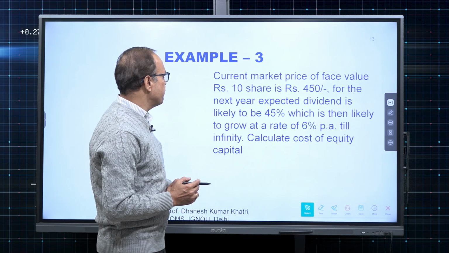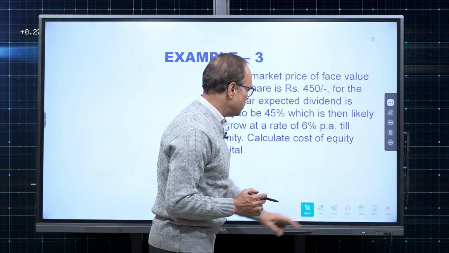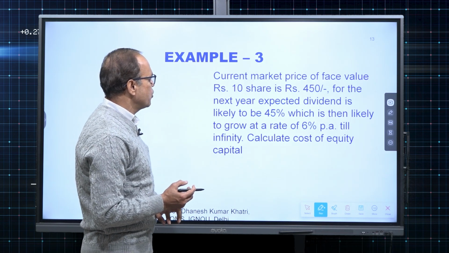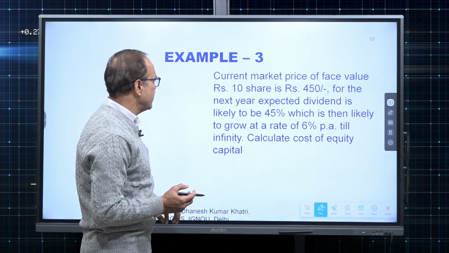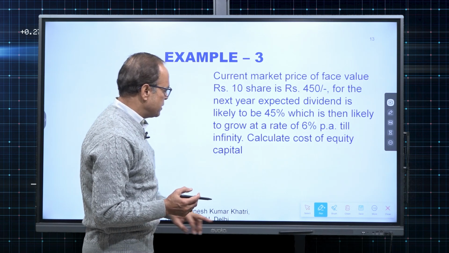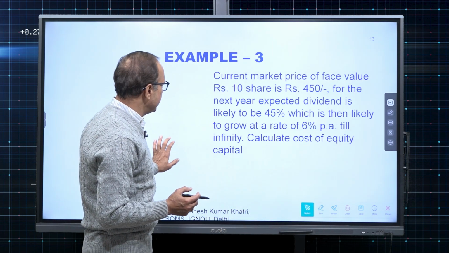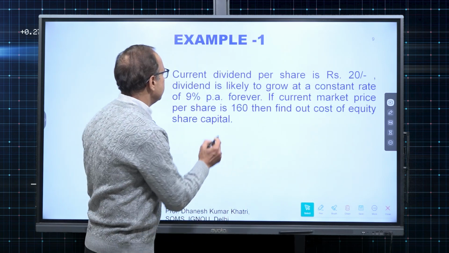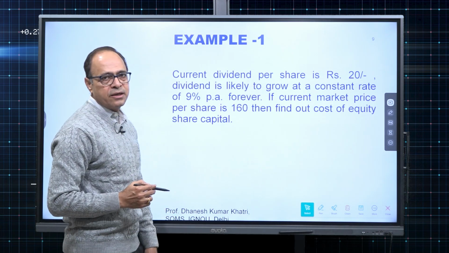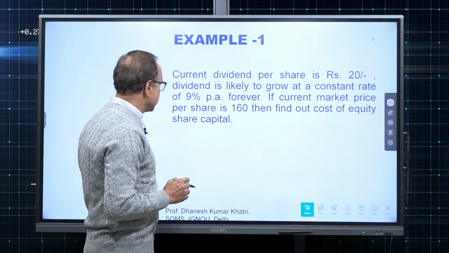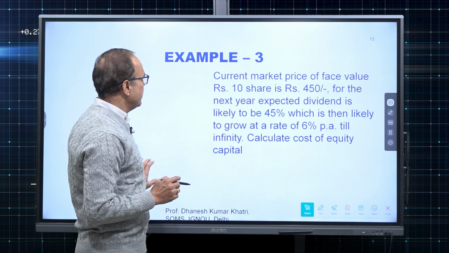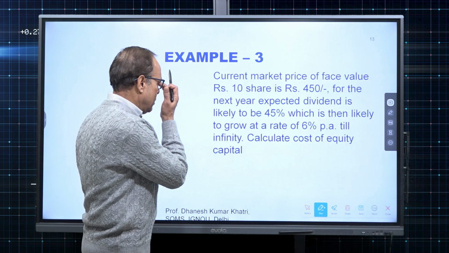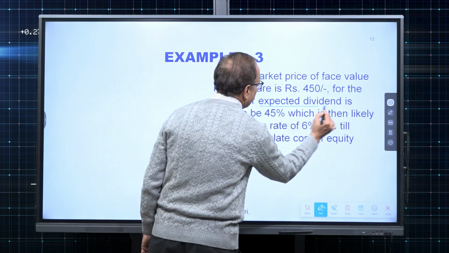Similarly, we have one more example. The current market price of a face value rupees 10 share is 450. For the next year the expected dividend is likely to be 45%. I will take you to the previous slide to show how the numerical has changed. In the previous case, the dividend given was the current dividend, that was D0, but in this case we are given something different. We are given the expected dividend for the next year.